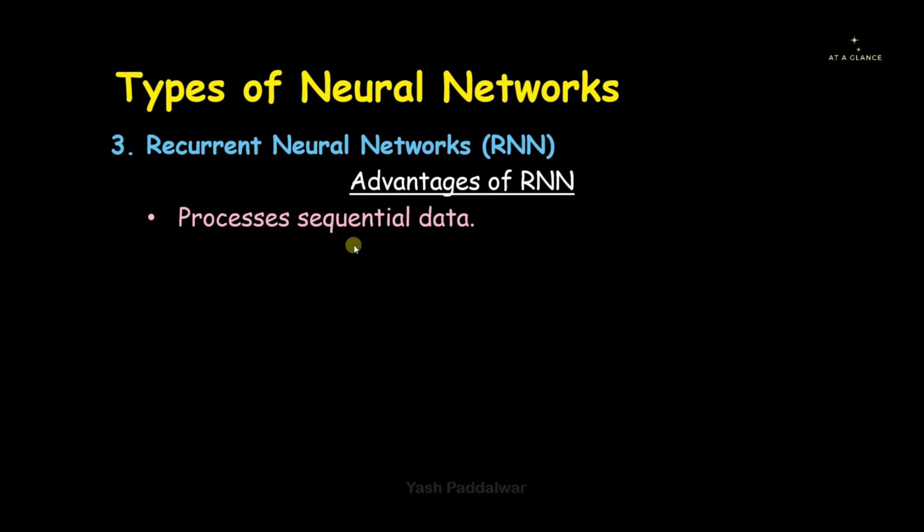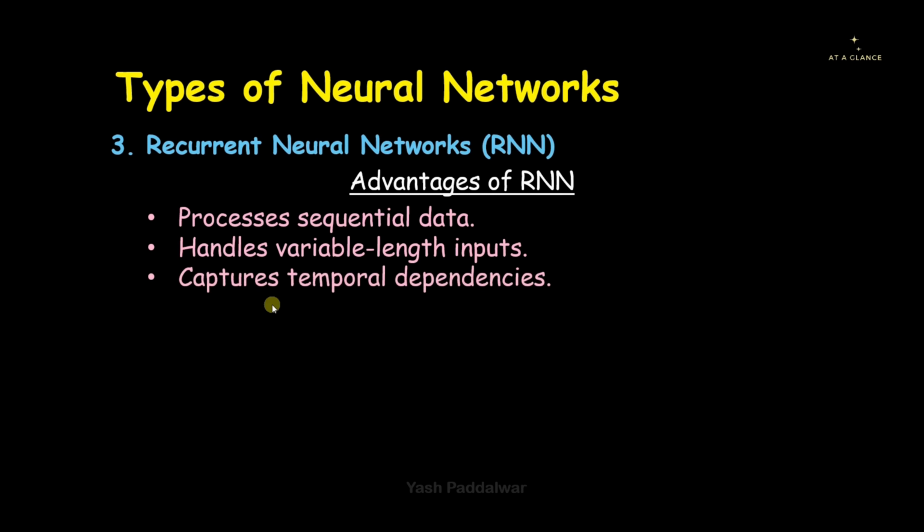A recurrent neural network processes sequential data. As you know, it has a feature of memory, which is present in the hidden state, which carries the context. Next, this particular type of neural network handles variable length inputs, which means the size of the input can be variable and it can work on it. Next, it captures temporal dependencies, which means the relationships between the elements that are present in a given sequence.